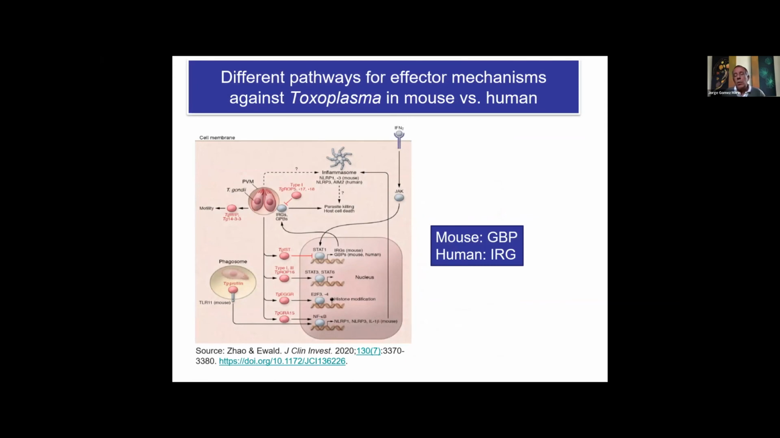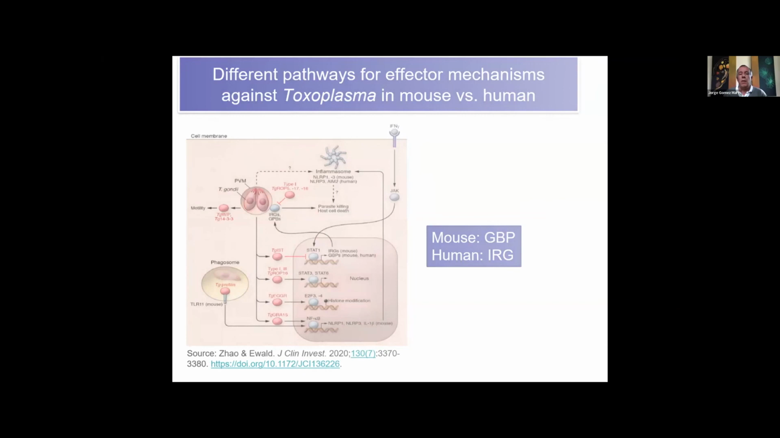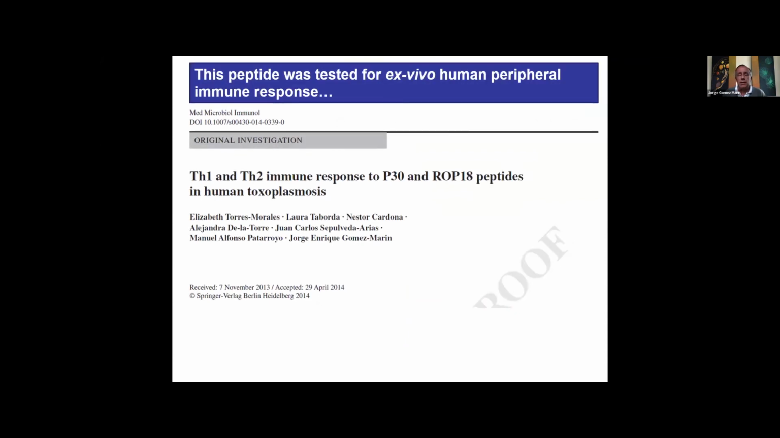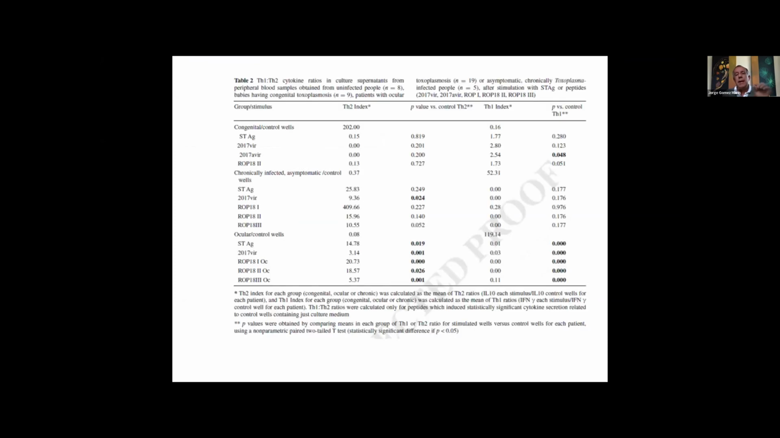Recently, it was confirmed that we use different pathways in the effector response by interferon gamma in human and in mouse. So the effector mechanisms are very different. For that reason, it's not possible to correlate or extrapolate all the results in mouse to human. And for that reason we developed an ex vivo model by using human mononuclear cells. With that model, as Alejandra de la Torre showed previously in her talk, and I will show you here, we can examine very finely how the peptides induce a specific cytokine response. We know that we need a Th1 immune response to be protective.